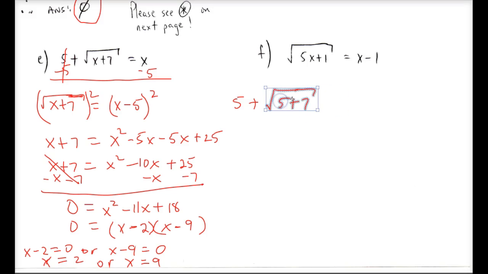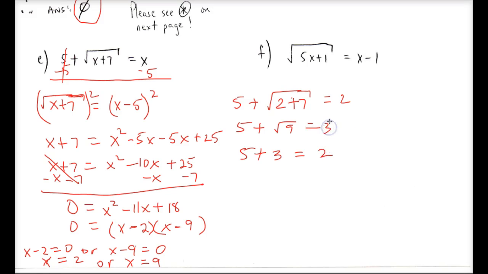Oops, sorry. That should be 5 plus square root of 2 plus 7. And that equals 2. Of course, that would be square root of 9. Principal root of 9 is 3.